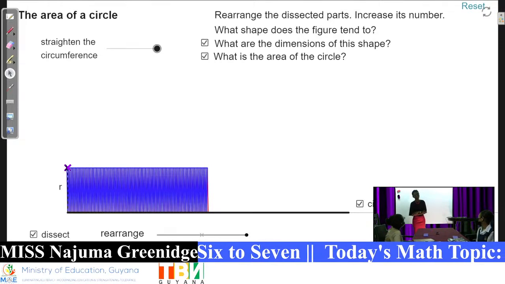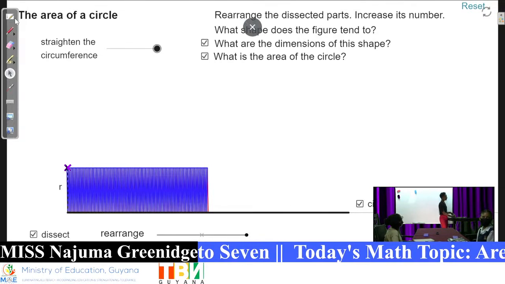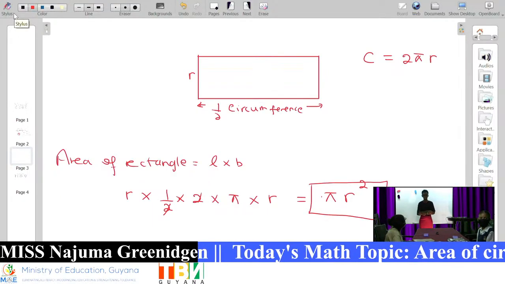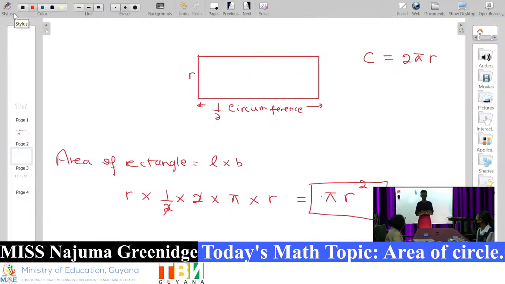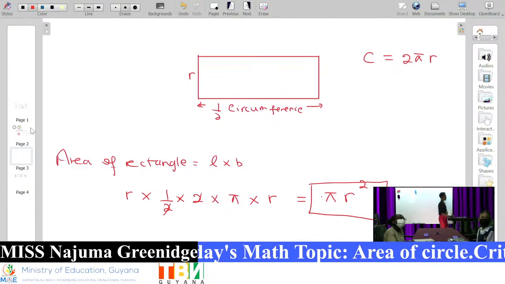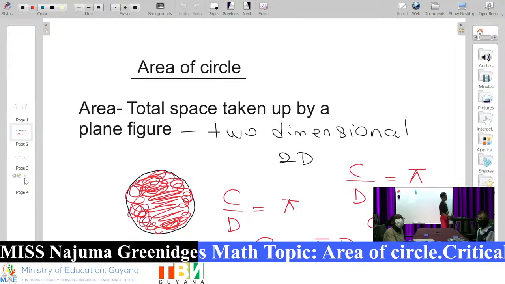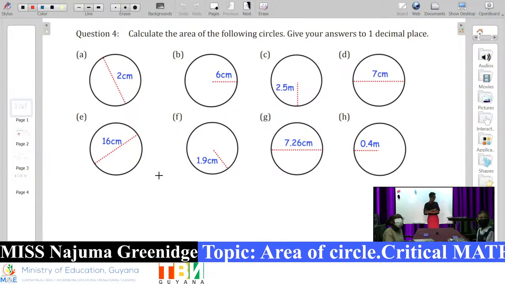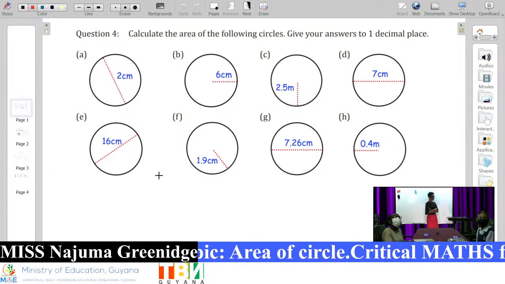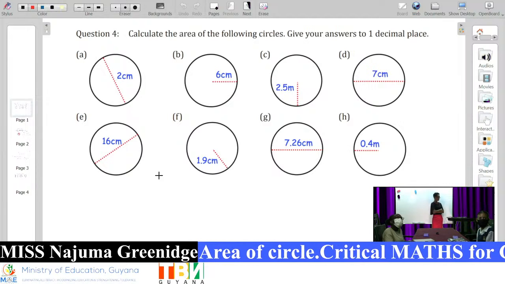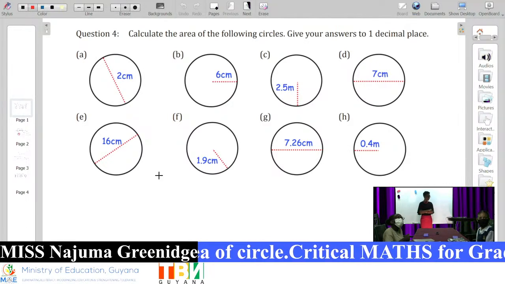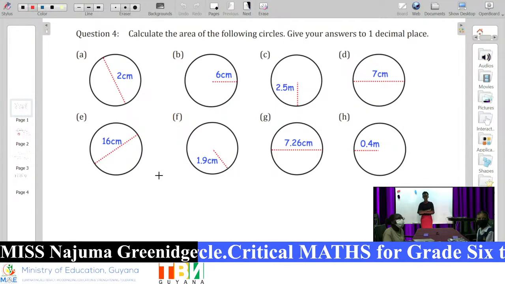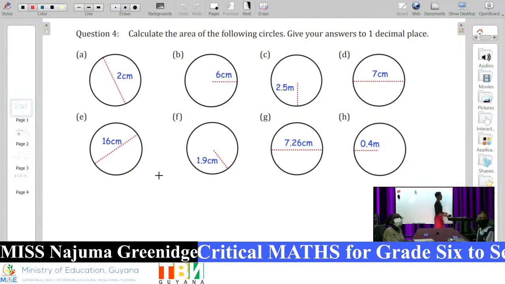No. All right. So now that you know how the formula for the area of a circle was derived, it's easy now to use the formula. All right? So that brings us to this question here. We have 8 circles. The first one has a diameter of 2 cm. Calculate the area of the following circles, and we're going to give our answer to 1 decimal place. In this particular case, we'll use pi as 22/7. So let's look at part A.